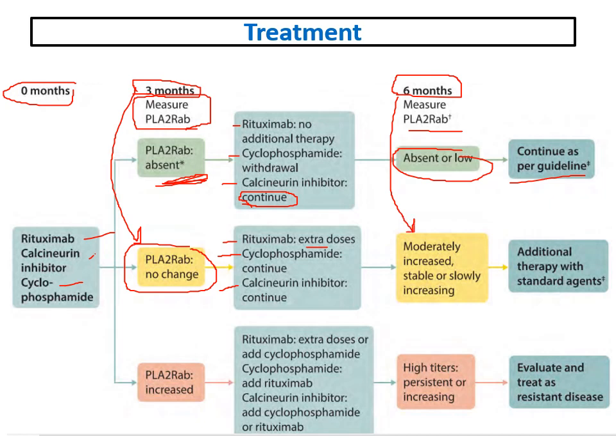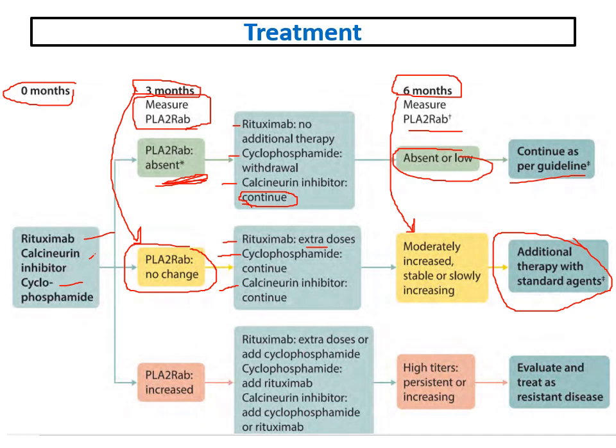If there is a moderate increase, or stable, or slowly increasing, additional therapy with a standard agent, we can add from the others, as we will see. We can use a combined therapy. If we are using CNI, I can add rituximab, or if rituximab, I can add CNI, or I can add cyclophosphamide. I can use combined therapy if after 6 months there is still an increase.